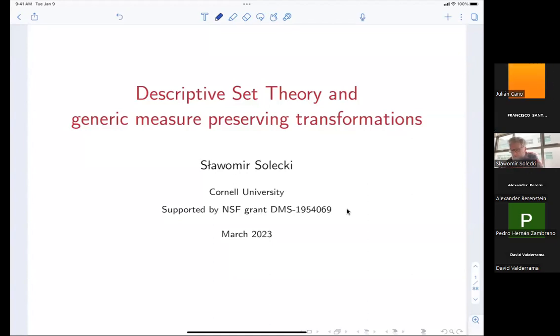Thanks for the invitation. Very happy to be here. Okay, so I'll talk about descriptive set theory and generic measure preserving transformations.